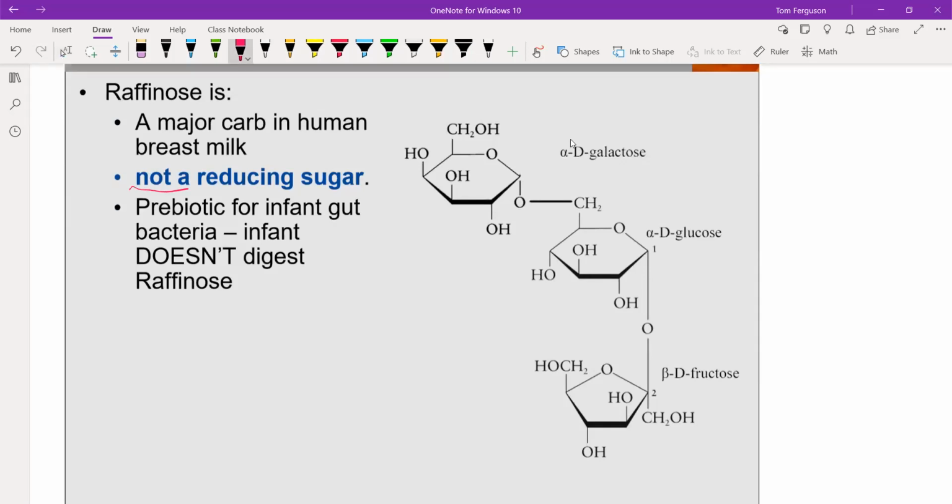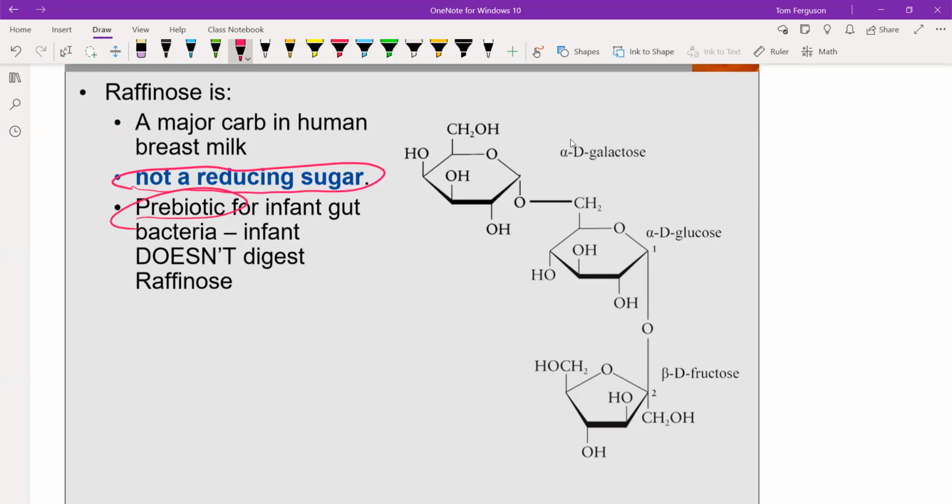This says it's not a reducing sugar. Why? No hemiacetal group. Exactly. No hemiacetals. So it's not a reducing sugar. Hence, it cannot be oxidized. It's a prebiotic for infants.